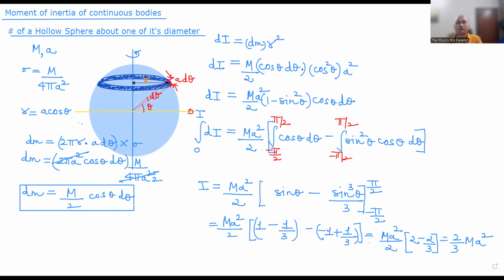I hope all of you understood this. Yes or no? Yes sir, this is the result. So the moment of inertia of a hollow sphere about any of its diameters is 2 by 3 M A squared. If you have any doubts, please ask. If you don't have any doubts, we'll move ahead. Write it quickly.